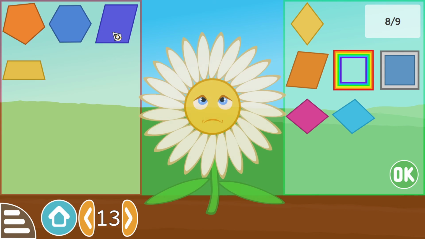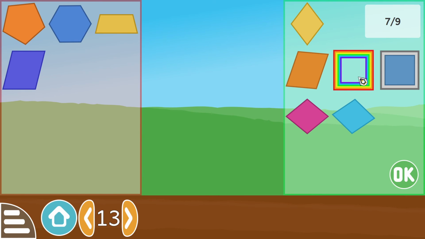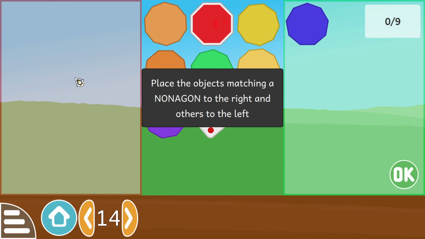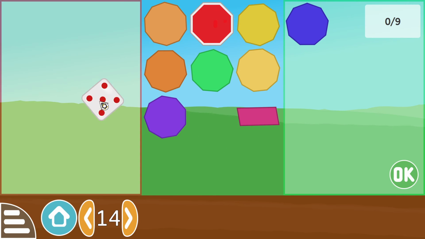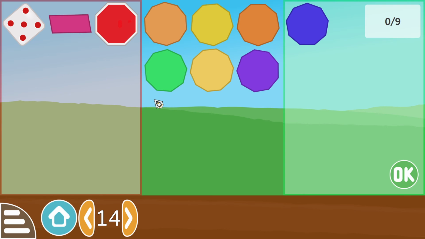Okay. I'm not too sure why this one got through. A nonagon to the right, so straight away we can get rid of the dice and the parallelogram. So 1, 2, 3, 4, 5, 6, 7, 8, 9 sides. So the stop sign, it looks like a stop sign's got 8. And the others, I'll start counting. 1, 2, 3, 4, 5, 6, 7, 8, 9, 10, 11. Too many.